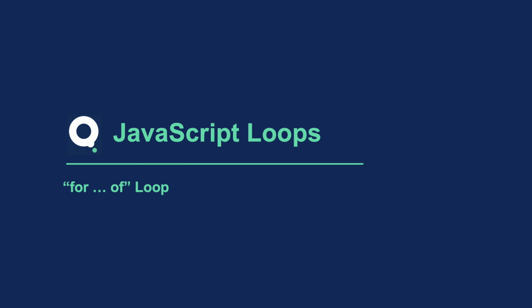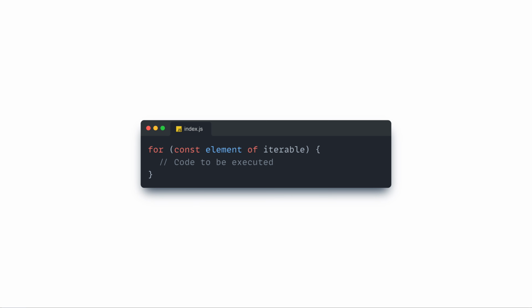So now let us look at the second loop, the for...of loop. The for...of loop is a modern and cleaner way of iterating over iterable objects, such as arrays and strings. Use this loop when you want to access the values directly without needing the index. This is the basic syntax of the for...of loop.